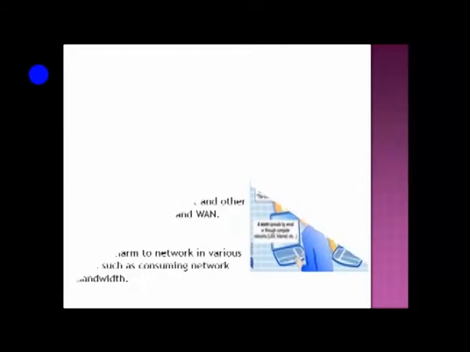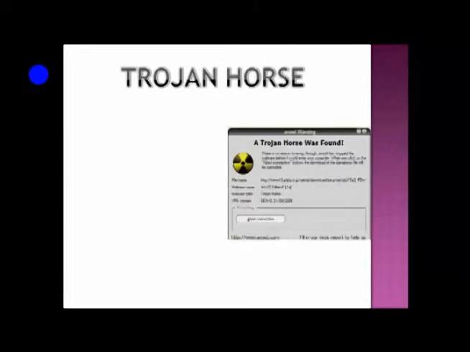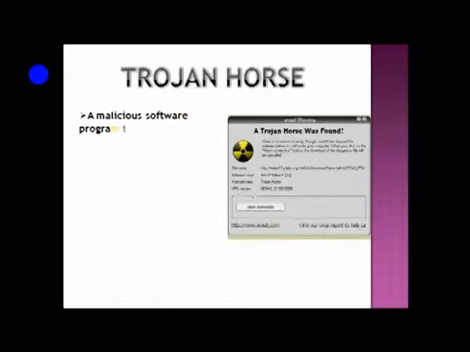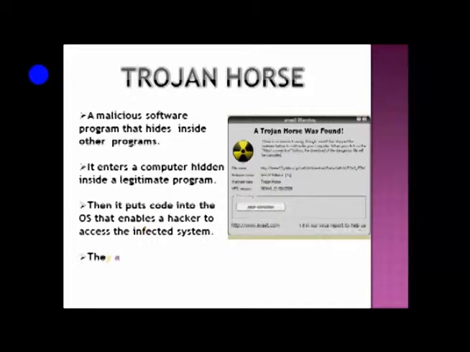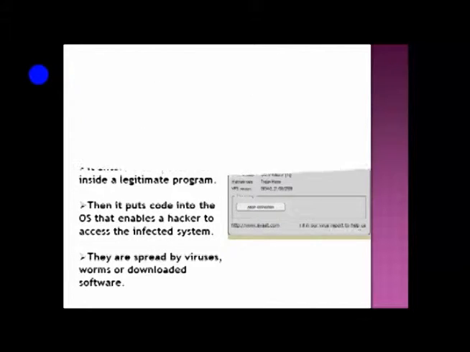What is a Trojan horse? A Trojan horse is a malicious software program that hides inside other programs. It enters a computer hidden inside a legitimate program such as a screensaver. Then it puts the codes in the operating system that enables a hacker to access the infected computer. Trojan horses do not usually spread by themselves. They are spread by viruses, worms, or downloaded software.